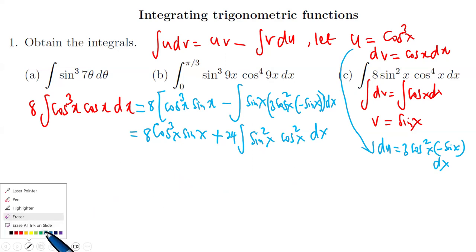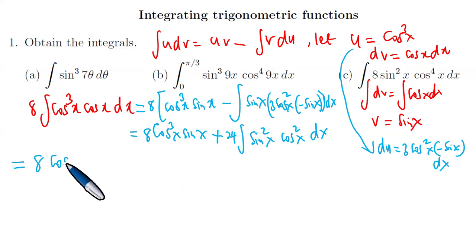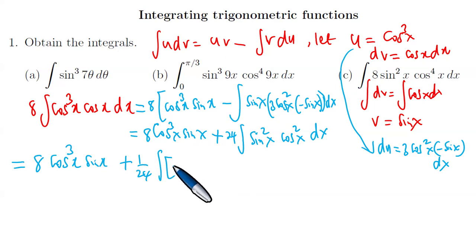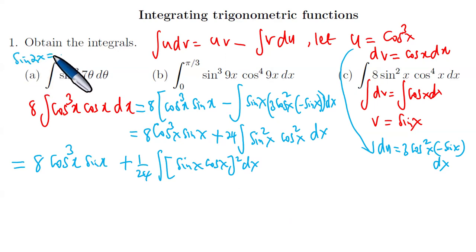Right, you can start from the margin. So we have 8 cosine cubed x, the sine of x. 1 out of 24. Which means that we can write this one as what? You can write it as the sine of x cosine of x squared dx, like so. We just pull out the square to cover everything. And then we remember from high school that the sine of 2x is 2 sine x cosine x.